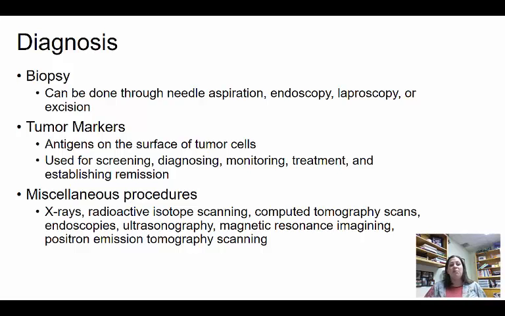They also could do some blood work. These would look for tumor markers. This is going to be where they're going to look for antigens on the surface of tumor cells. And so if there's antigens on the tumor cells, then your immune system should have picked up on that. So they can use these tumor markers for screening.